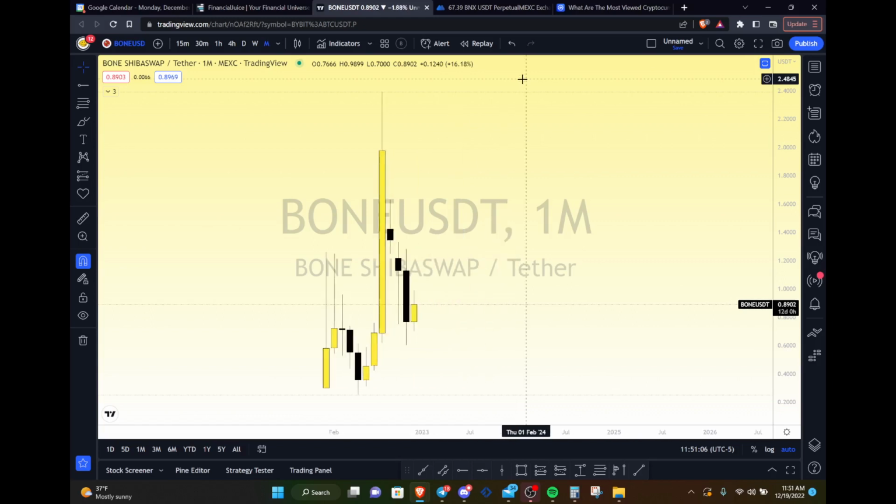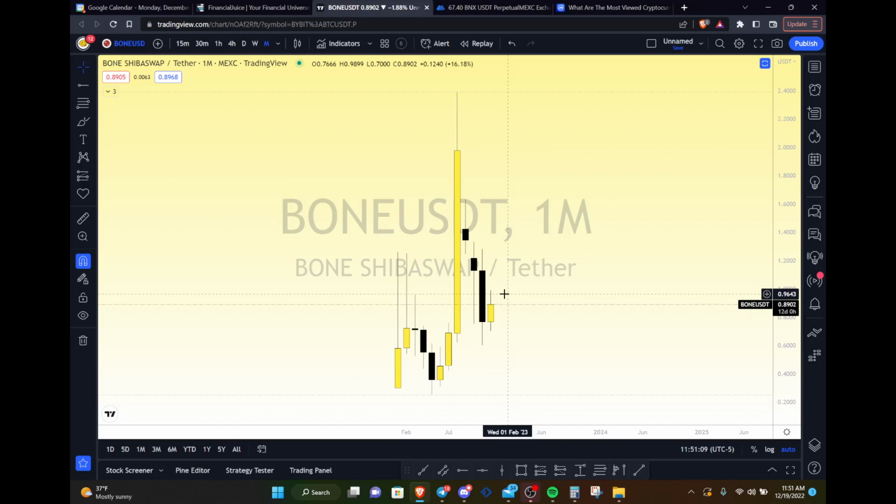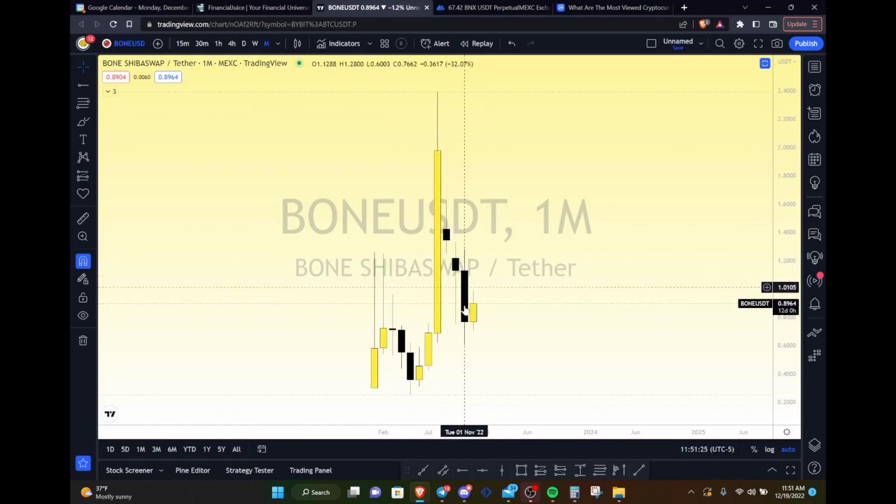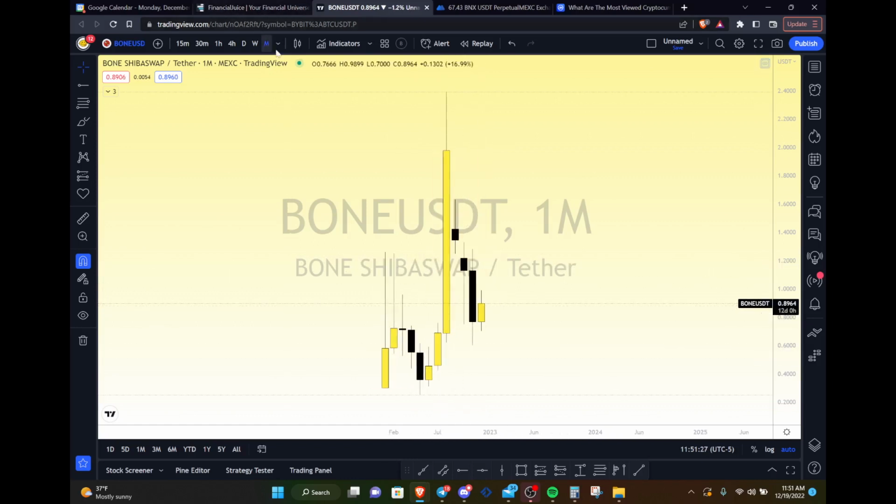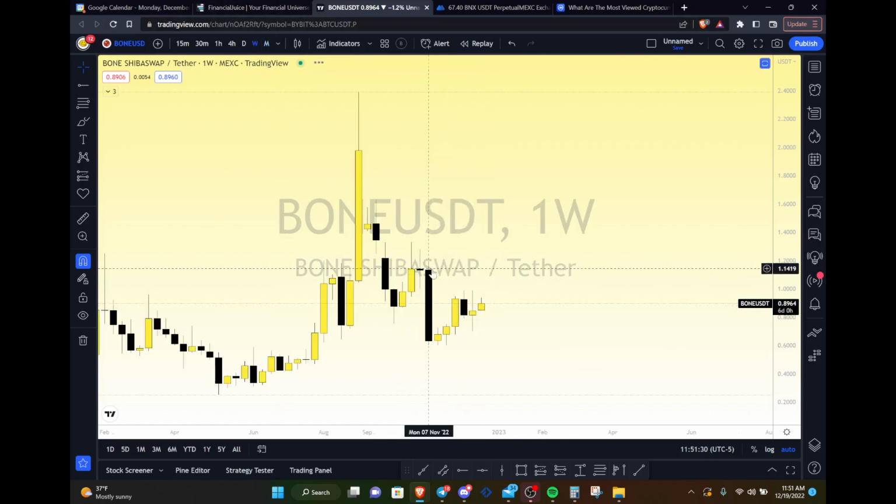So starting off with the monthly, I'm not really seeing much here. Not that much time has passed. I'm looking at the MEXC exchange. Now I looked through a couple of different charts through different exchanges. This is one of the ones that had the most data, so I'm going to use this one. But the monthly is really too young for me to give any real analysis on it. So we're going to drop down to the weekly, see if there's anything else that I see.